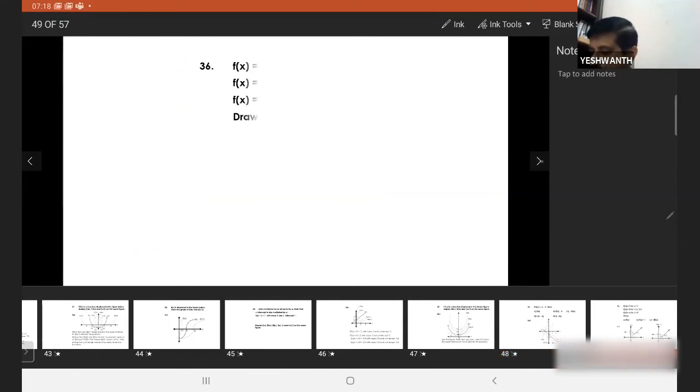Let us move to the next question. f of x equal to 3 for x less than 1. These are called piecewise functions. So look at this.